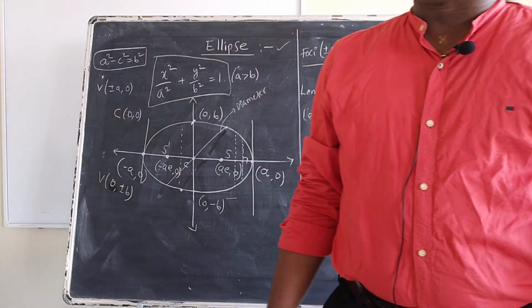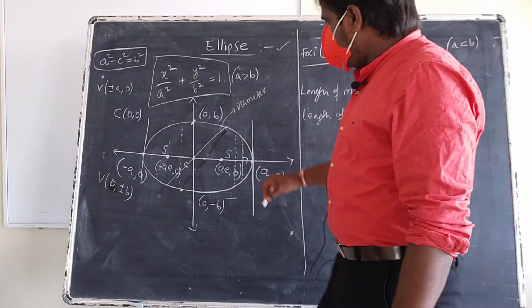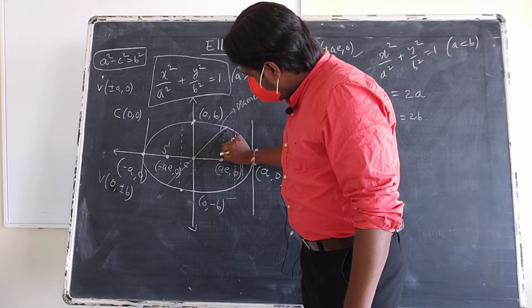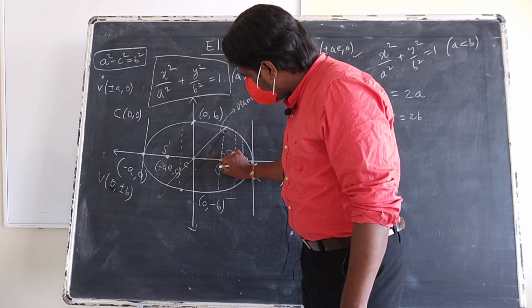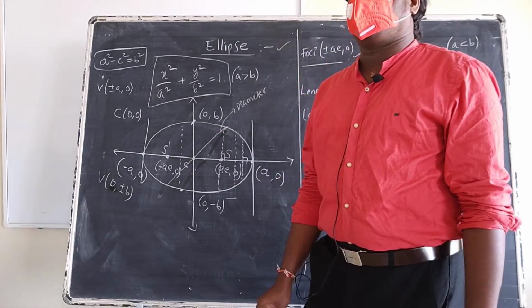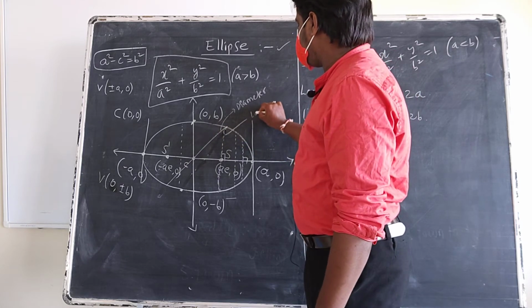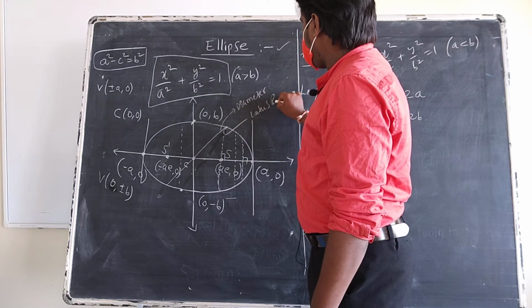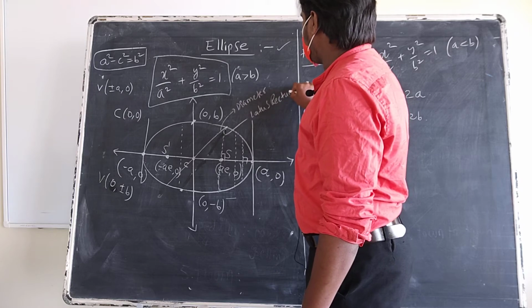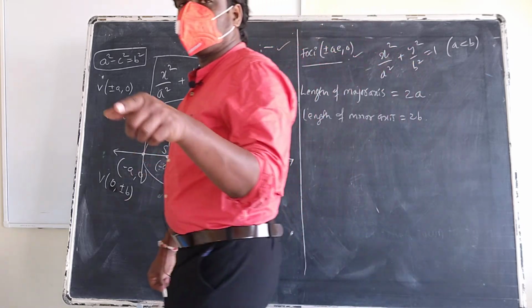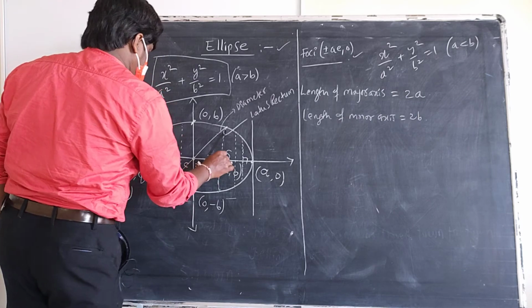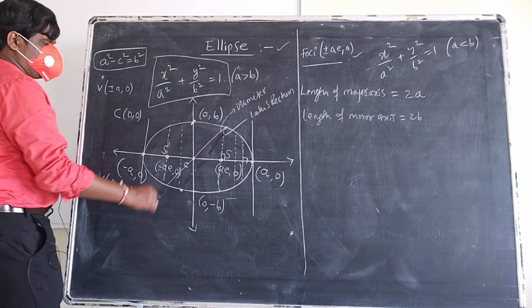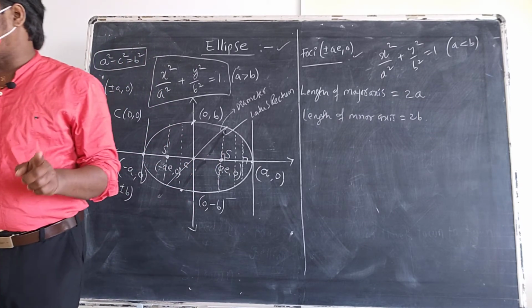They are called double ordinates. But if this double ordinate passes through the focus, then we call this the latus rectum. We call it the latus rectum when it is passing through the focus. So how many latus rectums will be there? Two latus rectums will be there, because it can pass from here and it can pass from here also. Okay, is it clear to all?